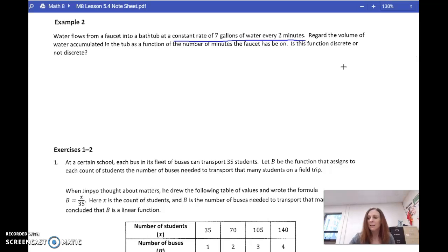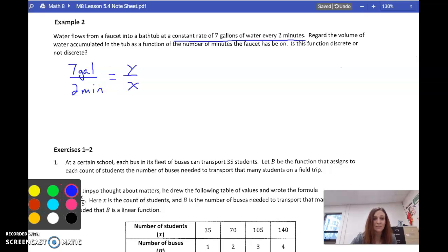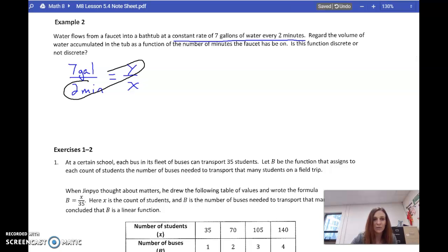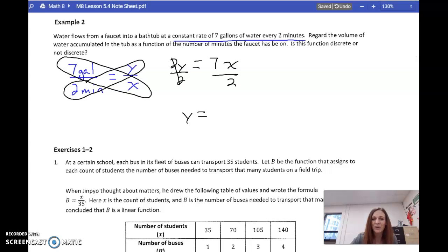So let's first start by writing a linear equation. So we're going 7 gallons for every 2 minutes. And we set that equal to y over x. And then we do our cross products, right? 2 times y equals 7 times x. And we want to always solve for y. So I'm going to divide both sides by 2. And I'm going to get y equals 7 divided by 2 is 3.5 times x.